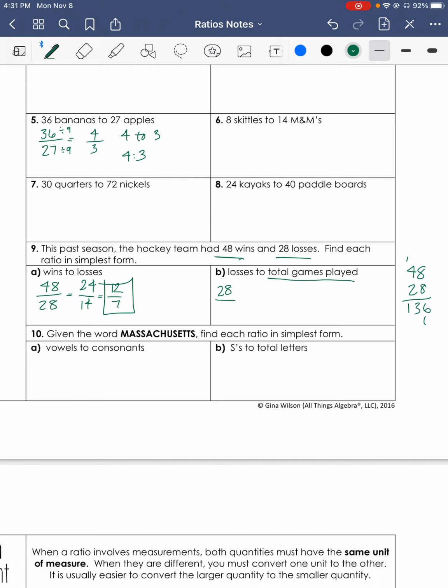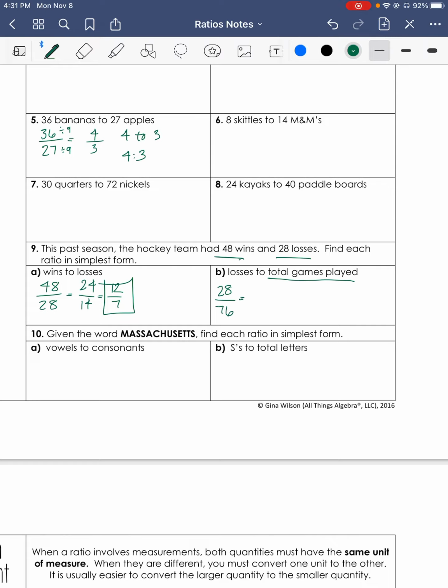Wait, what am I doing? I'm multiplying. I don't need to be doing that. Well, 40 and 20 is 60. 8 and 8 is 16. So 76. Okay, let's simplify this.